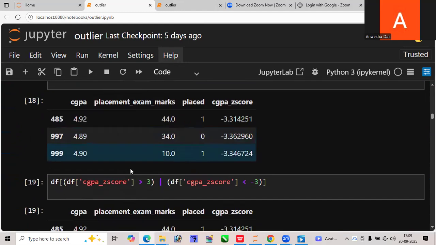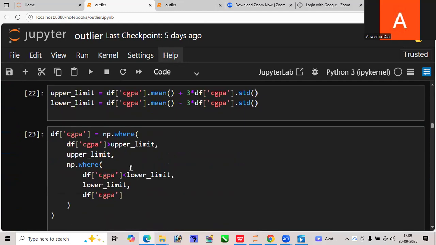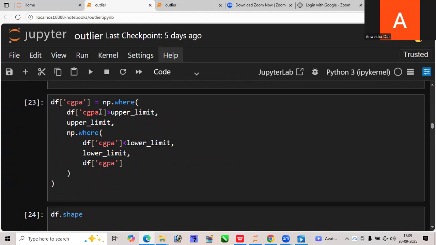Here, using np.where, first it is searching. If any data is greater than the upper limit, it is replaced with the highest value. If any data is less than the lower limit, it is replaced with the lower value. What we got from mu plus 3 sigma to mu minus 3 sigma, it is just replacing the value.